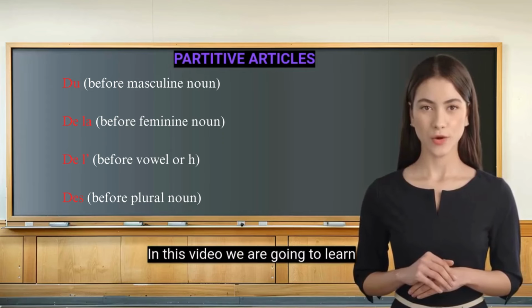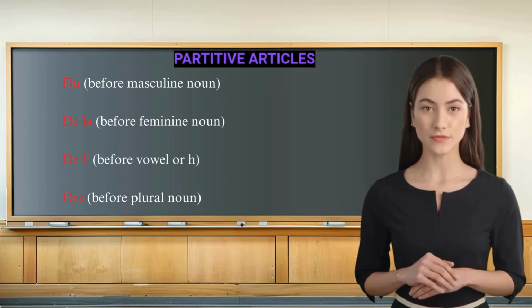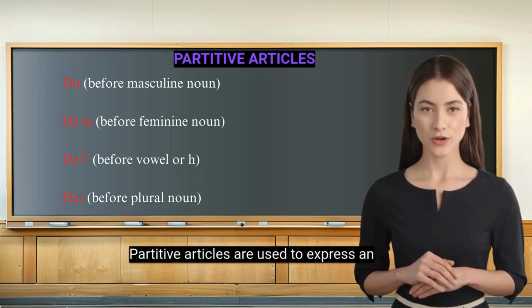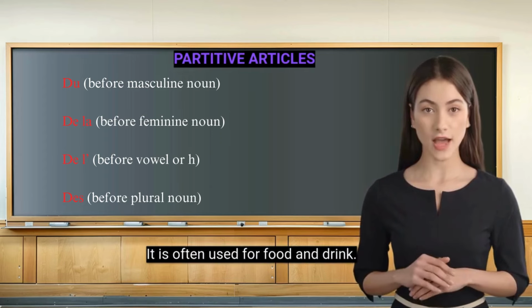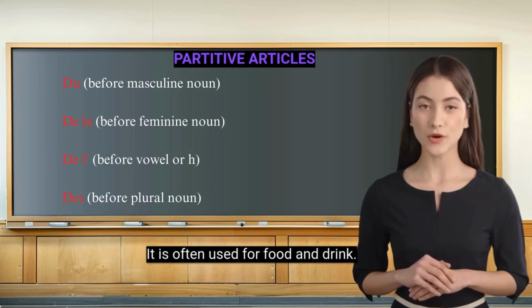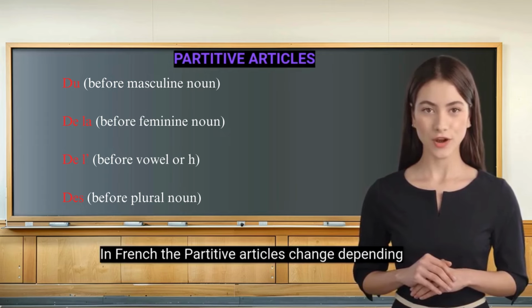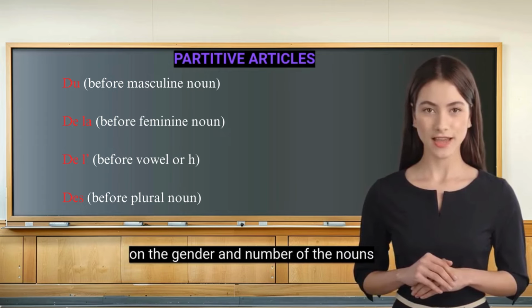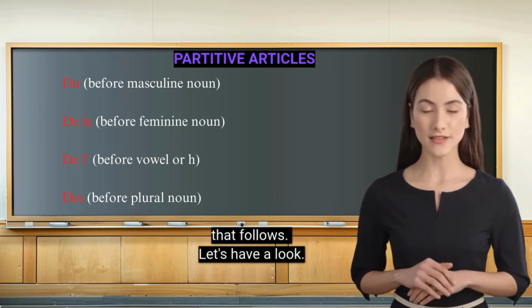In this video we are going to learn partitive articles in French, which is "some" in English. Partitive articles are used to express an unknown quantity of something that cannot be counted. It is often used for food and drink. In French, the partitive articles change depending on the gender and number of the noun that follows. Let's have a look.